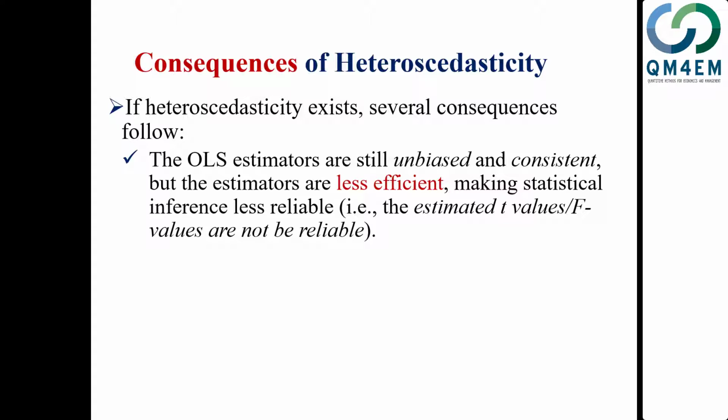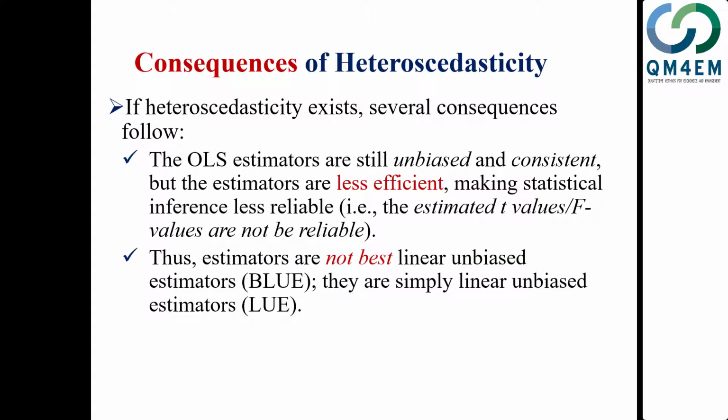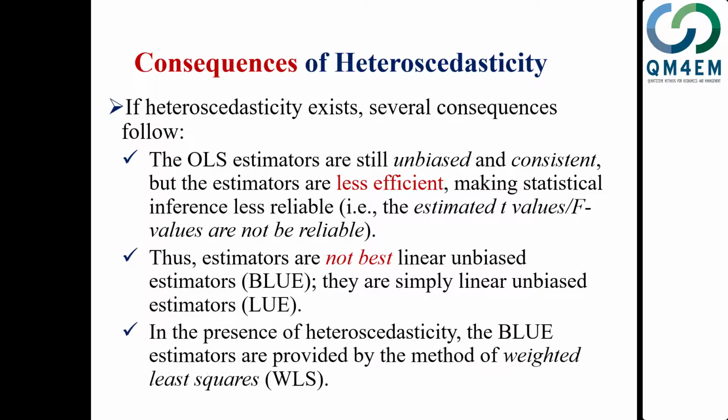But the estimators are less efficient or they are not best, which means that their standard errors are not minimum. When we can't have the minimum standard error, we can't trust the t or F statistic values because these are calculated using the standard error of the coefficient. As a result, the first major consequence of heteroscedasticity is that the OLS estimators are not the best linear unbiased estimators, or they are not BLUE. They are just simply linear unbiased estimators. Their variance is no more minimum, so they are not best.